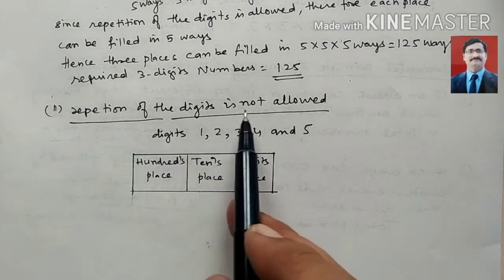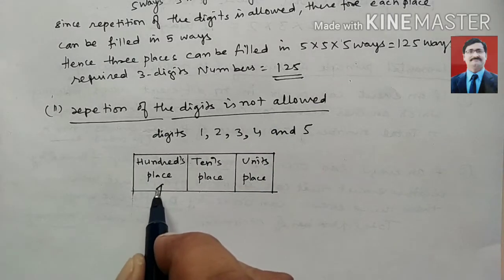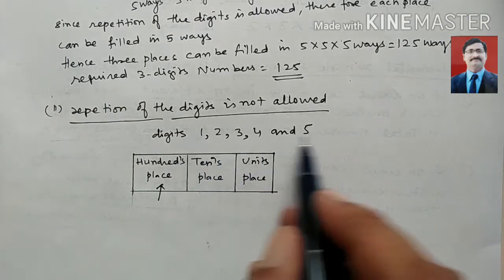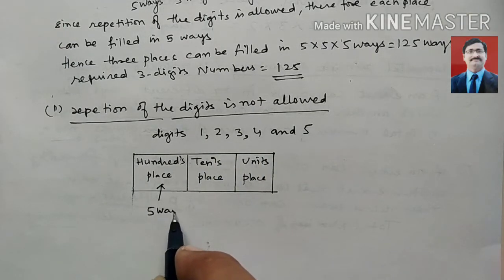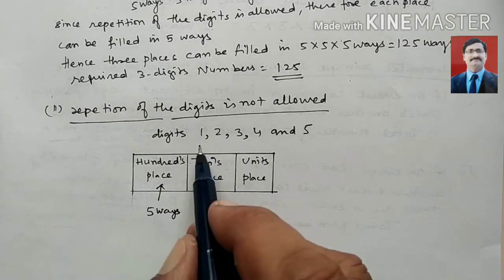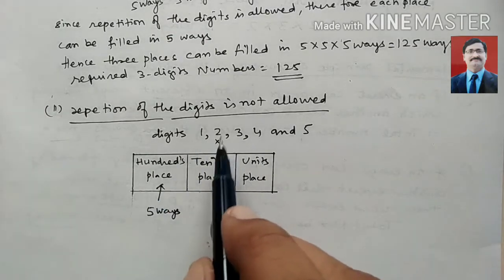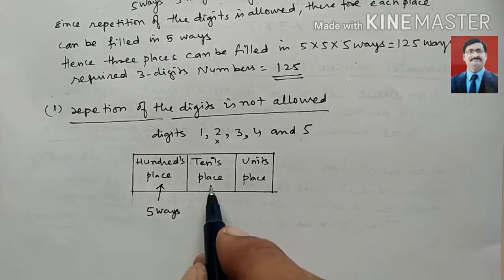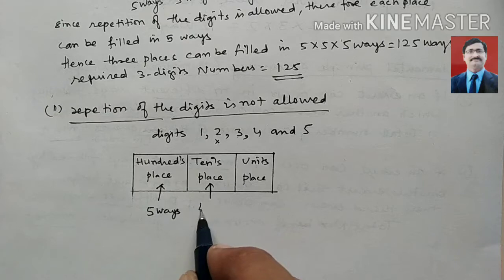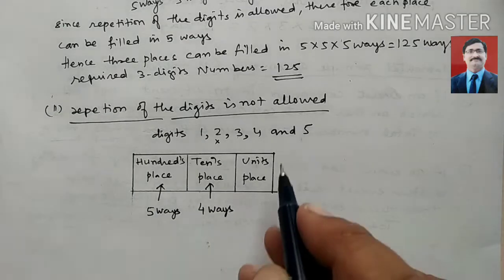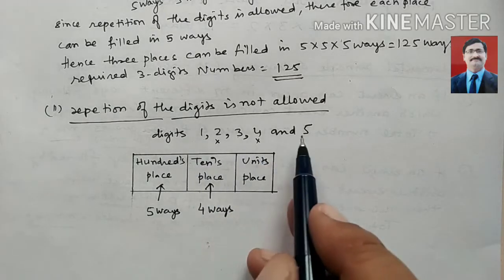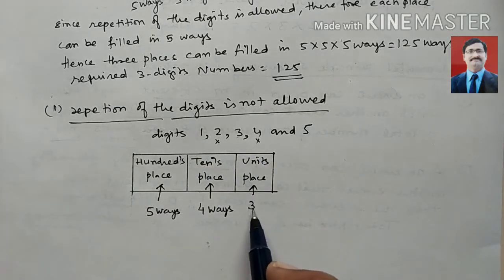If repetition is not allowed, first of all at the 100th place you can put any digit from these. So we have 5 ways. Look here, next suppose from these you select 2. Okay, so 2 you cannot repeat again. So how many are remaining? 1 2 3 4. So here at the 10th place we can fill by 4 ways. Now if you select here suppose 4, then remaining are 1 3 and 5, means here 3 digits are remaining. So we have here 3 ways.